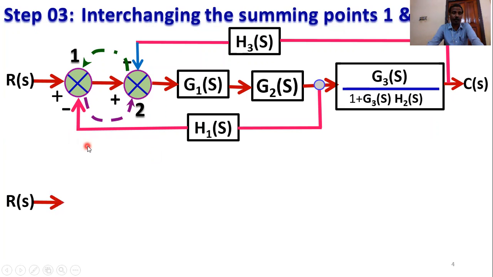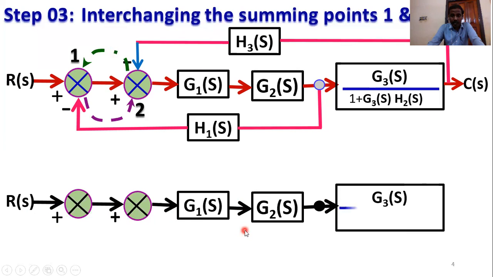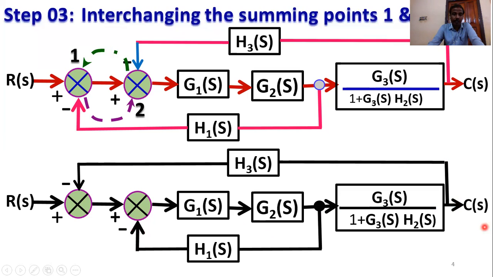So interchange the summing points. This is R of S, positive. So this signal is also positive. Again, this is a positive signal, so this is also positive. Next, G1 of S, G2 of S, G3 of S by 1 plus G3 of S into H2 of S, controlled output C of S, H3 of S, and H1 of S.